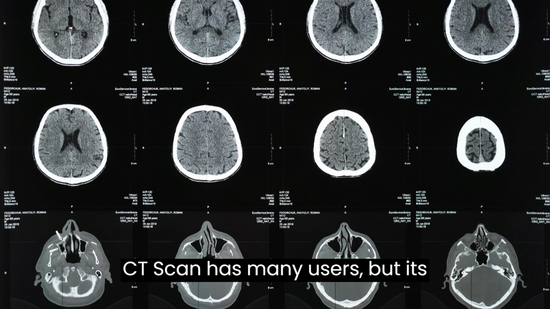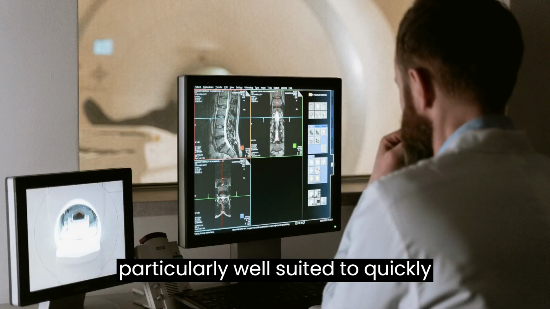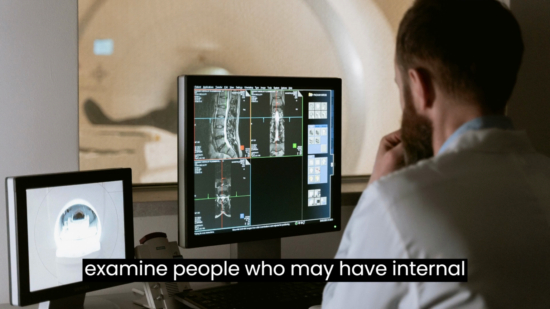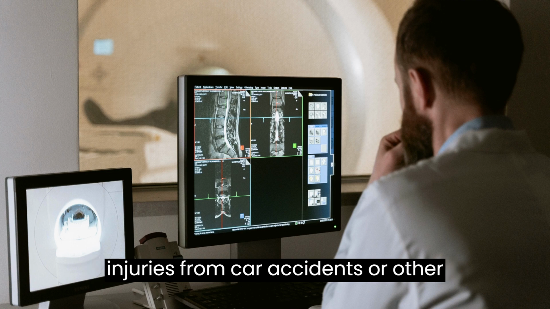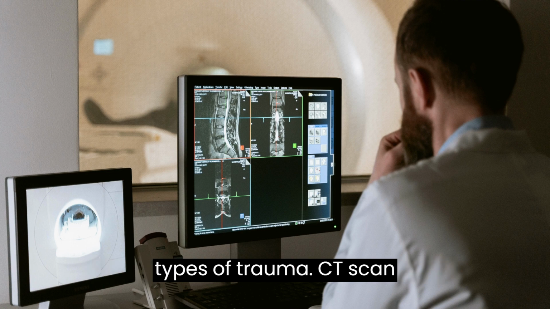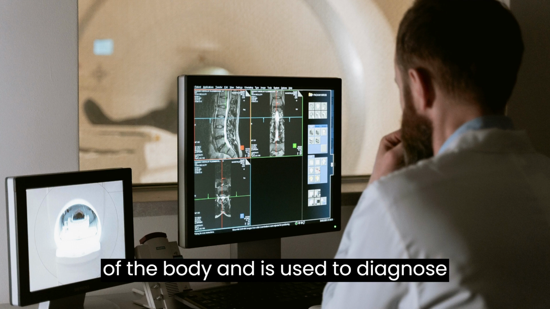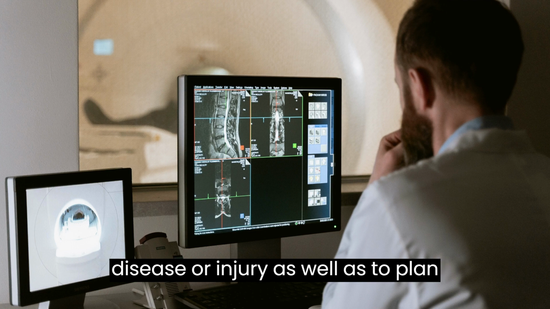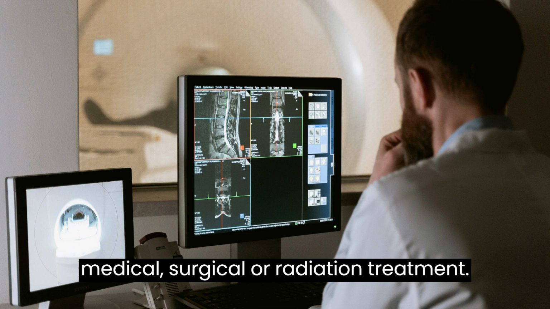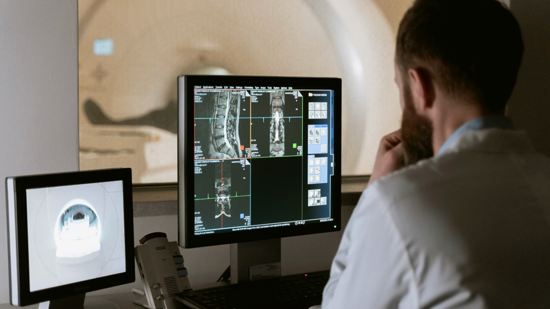A CT scan has many uses, but it's particularly well suited to quickly examine people who may have internal injuries from car accidents or other types of trauma. A CT scan can be used to visualize nearly all parts of the body and is used to diagnose disease or injury as well as to plan medical, surgical or radiation treatment.